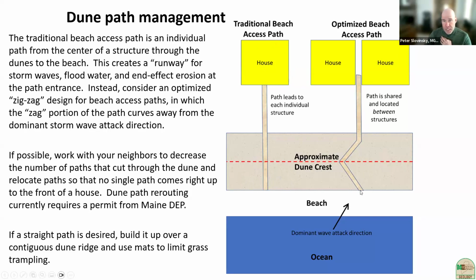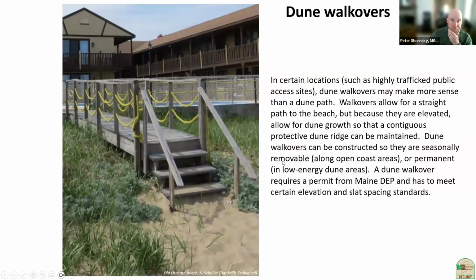One way to approach this is to place the path in between homes instead and share a path, and then actually zigzag it through the dune, okay? This still requires a cut through the dune. The most protective dune is a contiguous dune that isn't broken by a path. So in that option, you can actually run a mat up and over the dune that allows for the dune path to go up and over the dune instead of through it. Another option is walkovers. These have to be put strategically in locations and spaced properly to allow dune grass to grow. And you can see it's a contiguous dune underneath this.